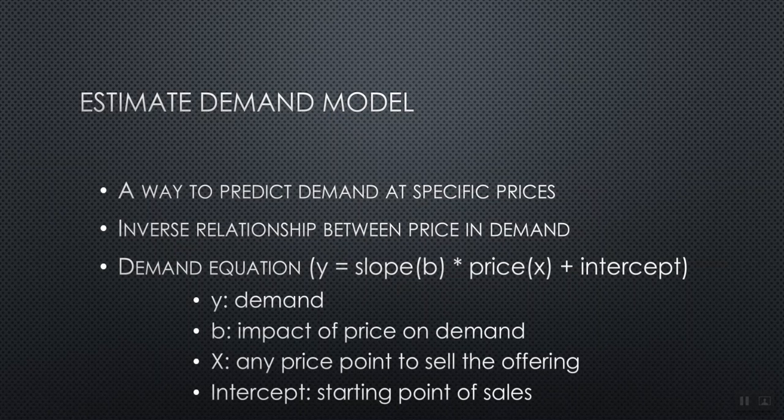B, or the slope, is simply the impact of price on demand. It is the measure of that relationship between price and demand. X is price, and then we have some intercept or starting point. And what we mean by that is that we anticipate that everybody's going to sell about this baseline number of products, but then as you move price up or down, you will impact that demand by some amount.